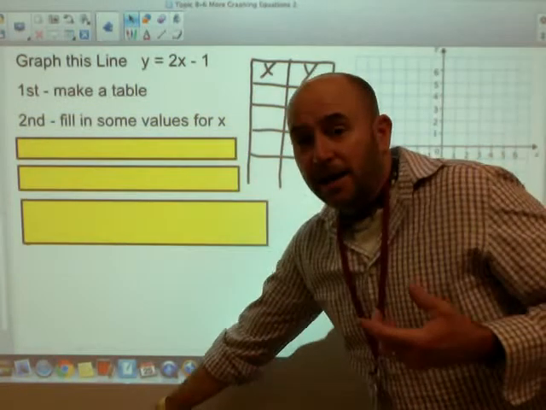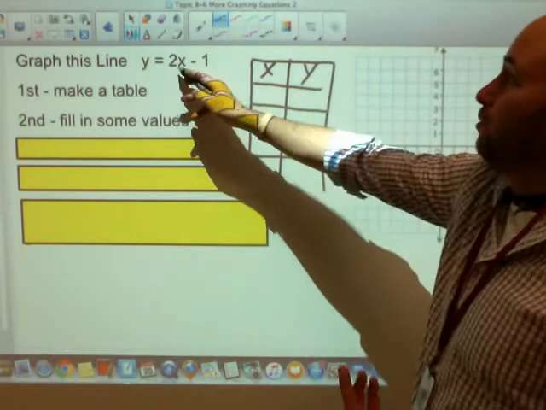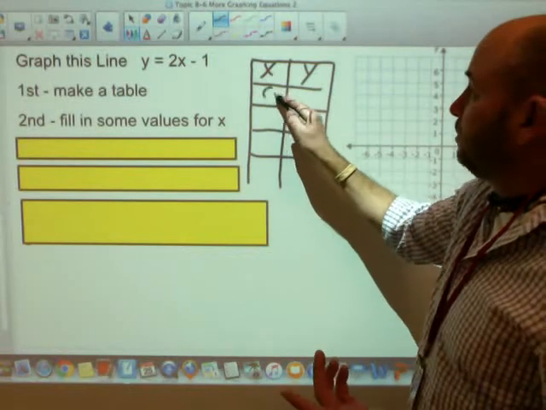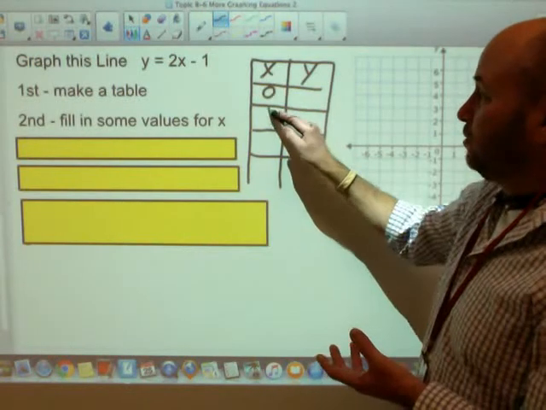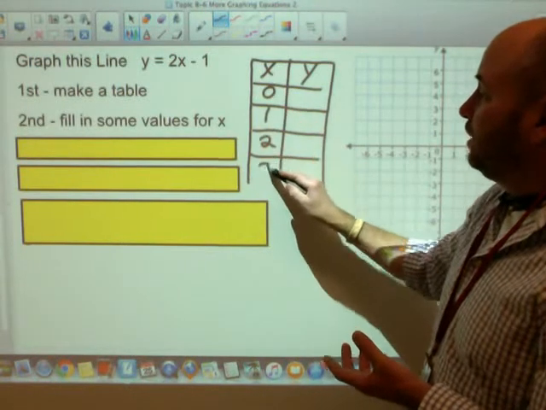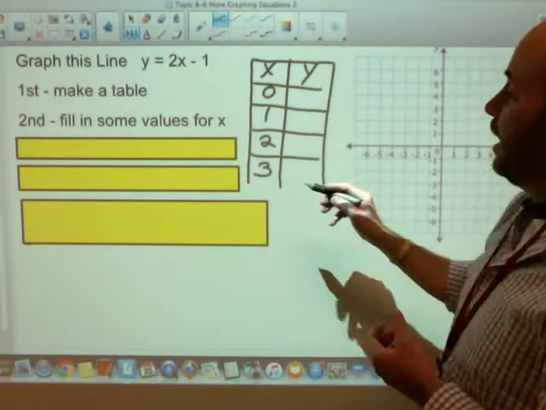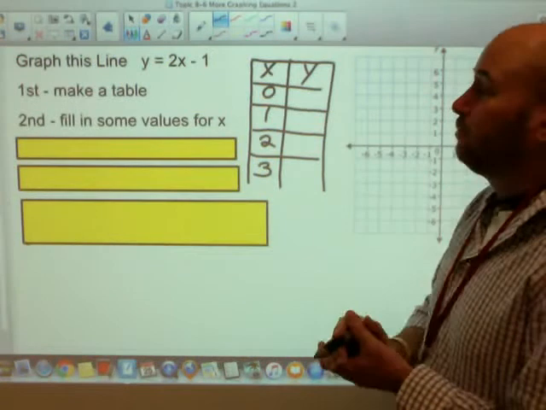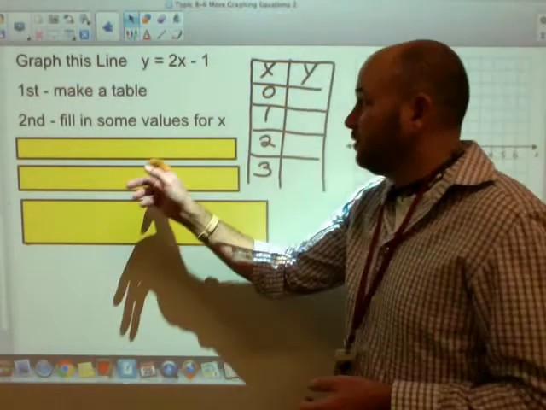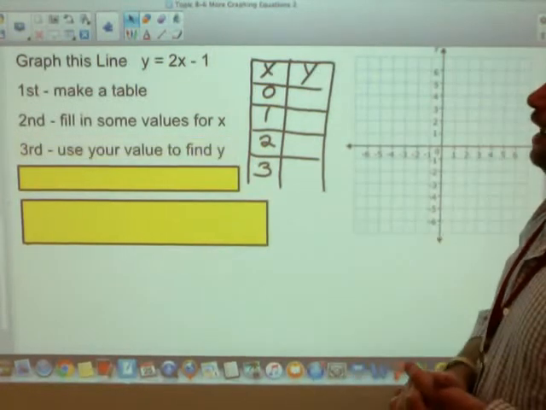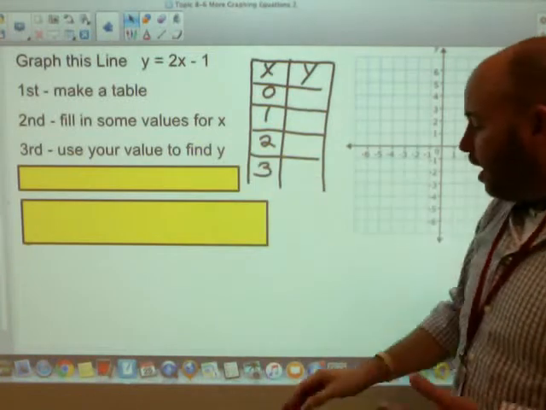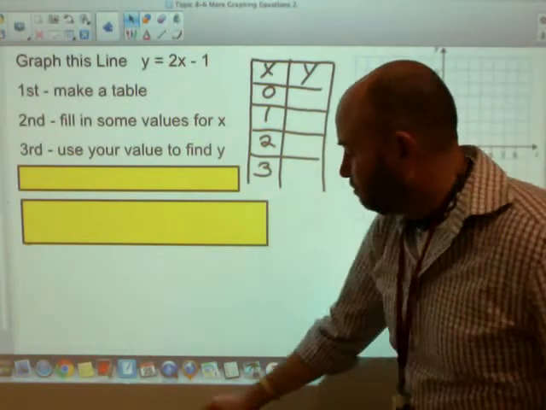Okay? Fill in some values for x. Well, in this case, I'm just going to start with 0. And I'm going to put 0 in here. And then I'm going to do 1, 2, and 3. 3 will at least establish my pattern. Okay, and if I need to, I can put 4 in there. All right, so I put my values in there. And you're going to use your x value to find y. So here we go.